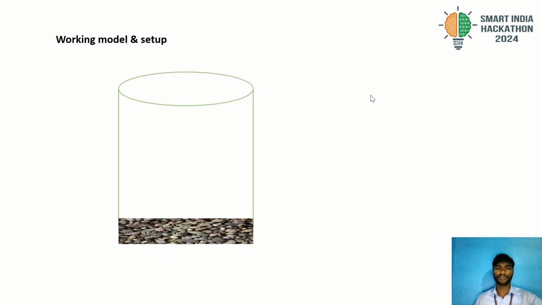Now, let's discuss the working model and setup of this corn cob method. Every good filter needs a strong base support. For this purpose, we use size 20 gravel weighing about 1 kilogram. The gravel should be washed thoroughly to remove any dirt before being placed. Once cleaned, it's laid uniformly over a geotextile cloth, which is important for drainage.